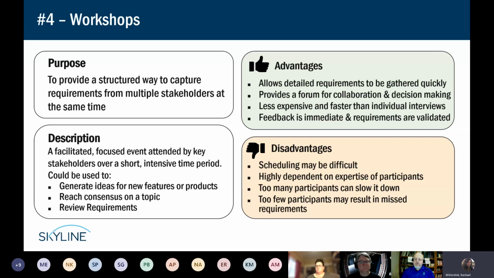And the process of getting consensus, unlike with individual interviews, is much easier using this technique. And one of the main benefits is that you can get a lot of information in a short amount of time. It's very collaborative, the feedback is immediate. The analyst doesn't have to meet with every stakeholder, so it's less expensive.